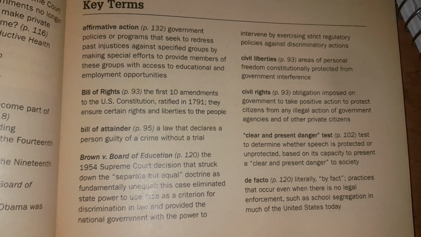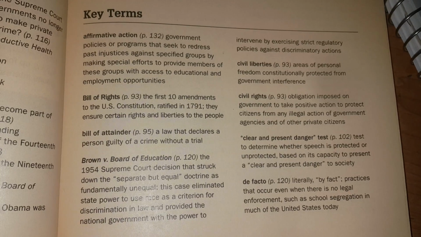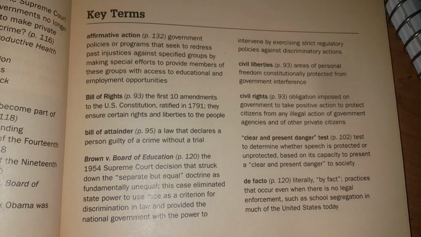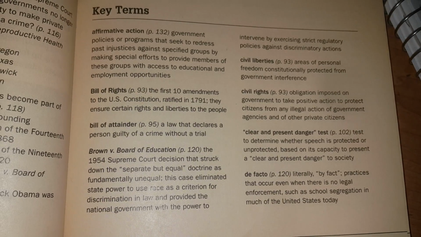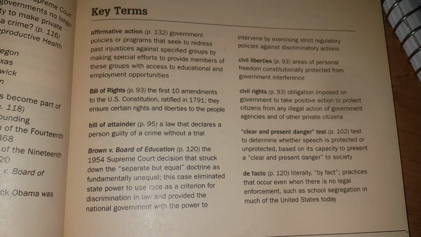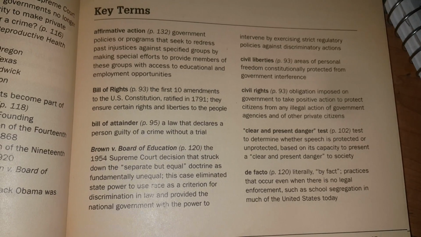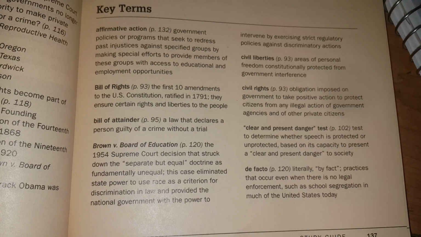Bill of Rights. The first 10 amendments of the U.S. Constitution, ratified in 1791, they ensure certain rights and liberties to the people. Bill of Attainder, a law that declares a person guilty of a crime without a trial.